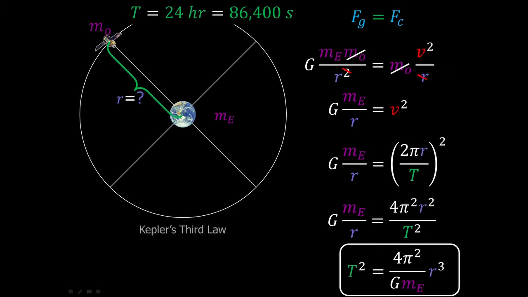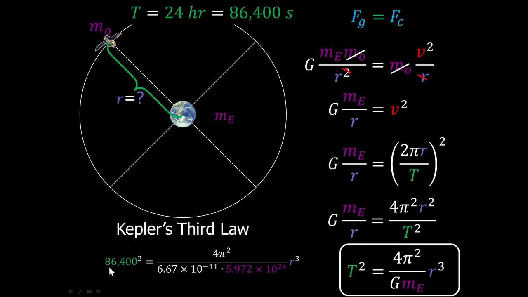So there it is. That there is known as Kepler's third law of planetary motion. If you take the time it takes to go all the way around, square it, it's going to be proportional to the radius cubed, because all of these things are constants. 4 is a constant, pi, G, and the mass of the Earth, all those are constants. So just the period squared is proportional to the radius cubed.